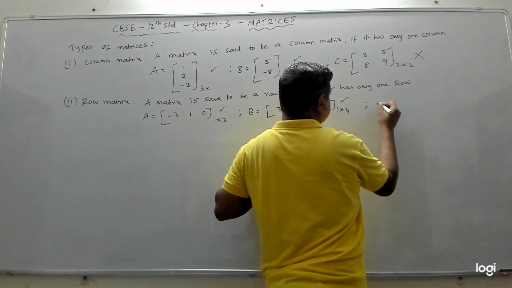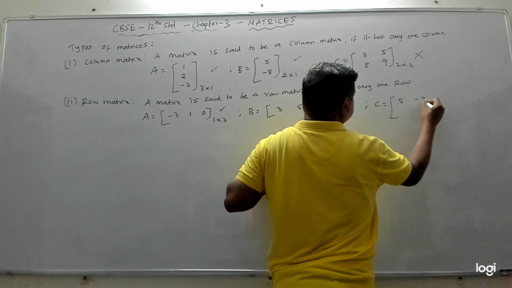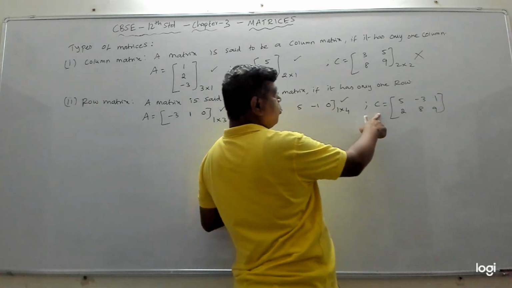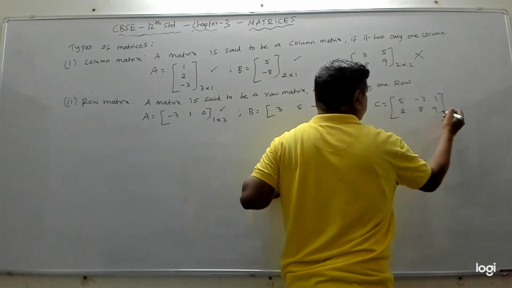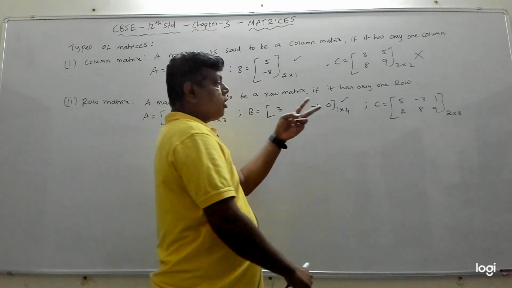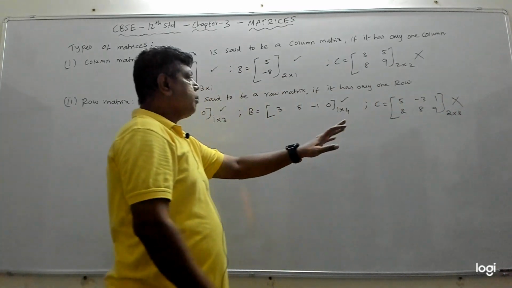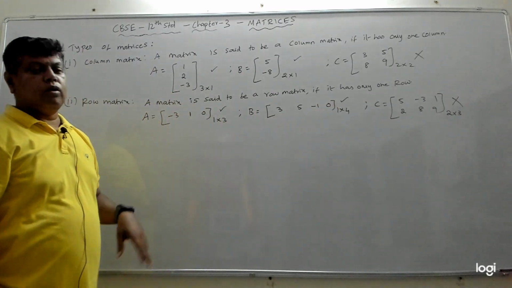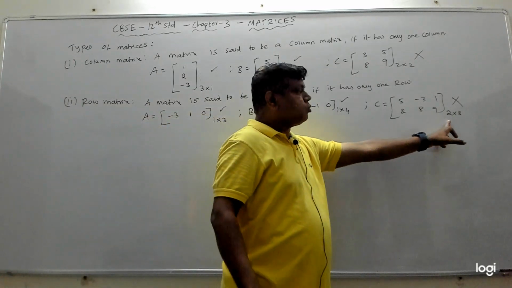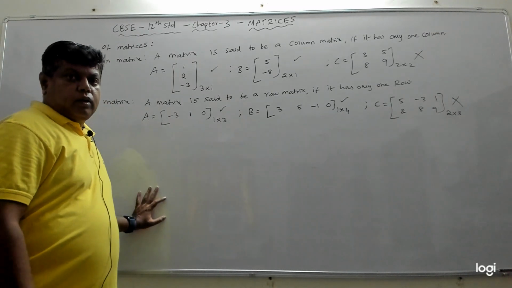Suppose I take another example C, like this: 5, minus 3, 1, 2, 8, 9. Is it a row matrix? No, because it has 2 rows and 3 columns. The column doesn't matter. The rows are 2, so it is not a row matrix. C is not a row matrix, whereas A and B are row matrices. Only if the number of rows is 1, then we call that a row matrix.